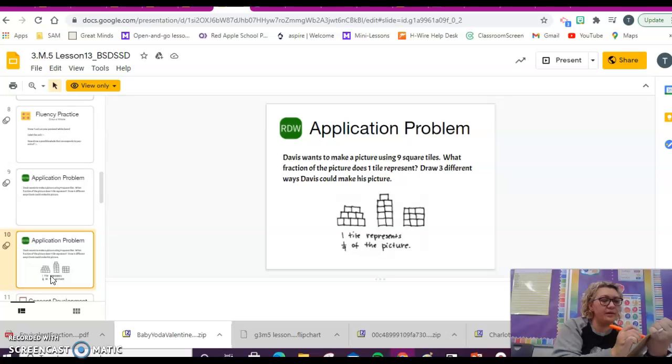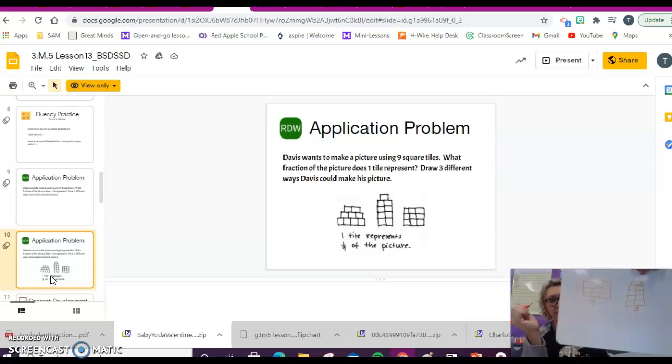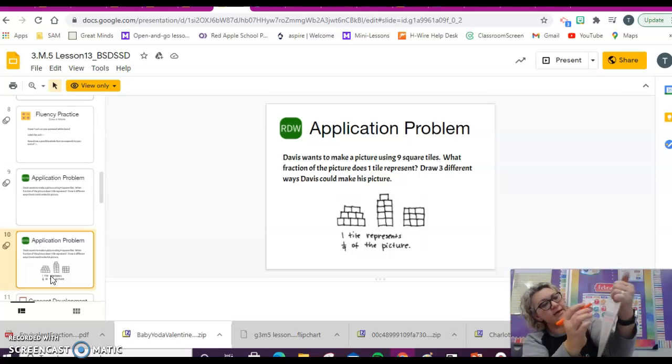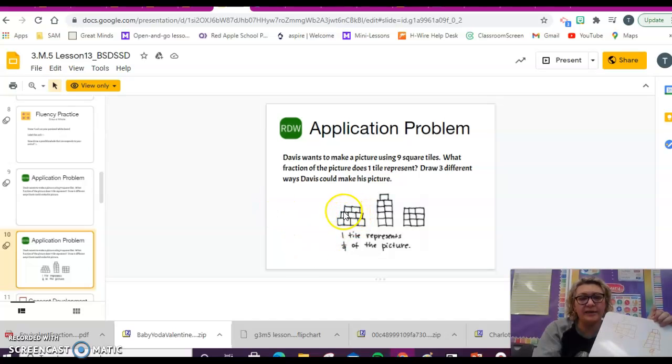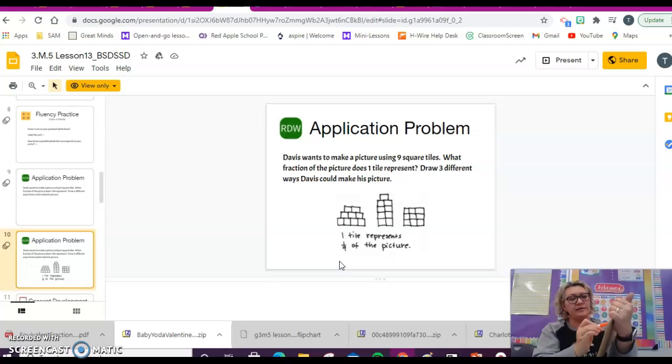So he could do 8. So right here we have 8 units, and then I added 1 more on top, and that makes it 9. So they're even tiles. Then the third one, I like this right here. He went 2, then 3 more, then 4 more. So 4 plus 3 equals 7. 7 plus 2 equals 9. So, yeah, you guys can see that right here. So one tile represents 1/9 of the picture. So if I were to color in one of those, that is 1/9 of the picture.